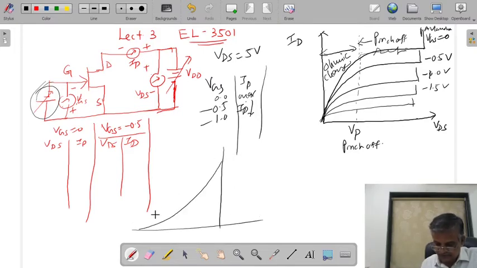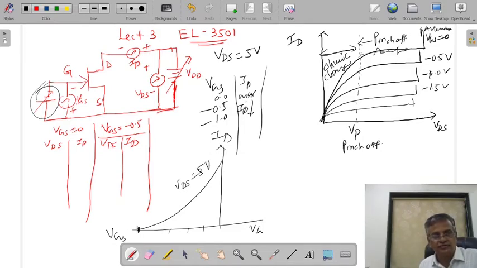This is a graph of ID versus VGS, the minus voltage, and VDS we have kept at 5 volt. So you can see here the drain current is 0 at this point. So this is called the cutoff voltage. Which voltage is it called? Gate to source cutoff voltage. Already we have discussed this in the last lecture.